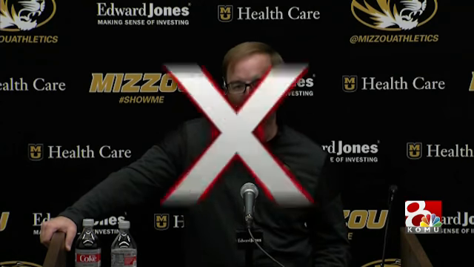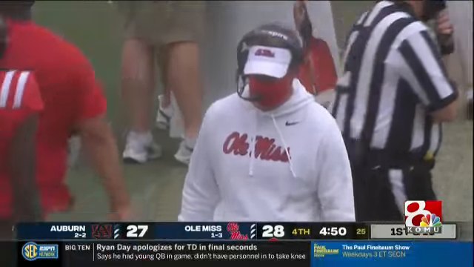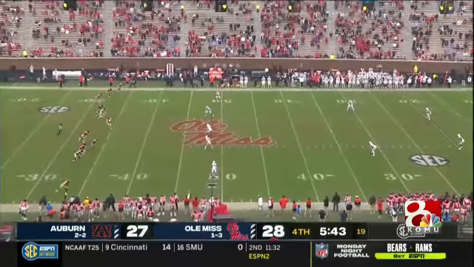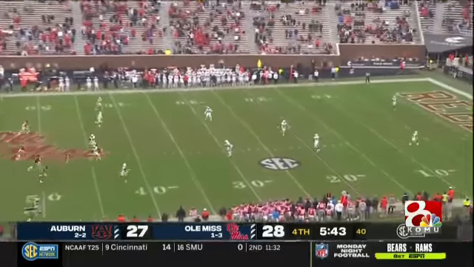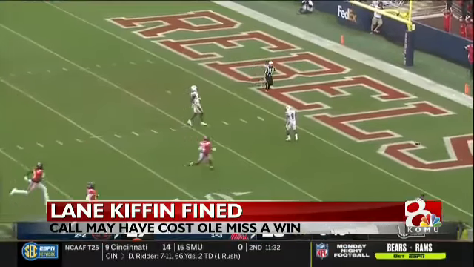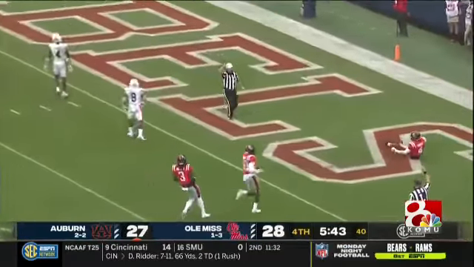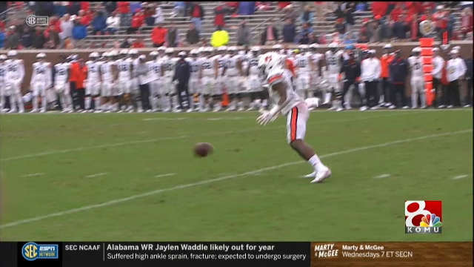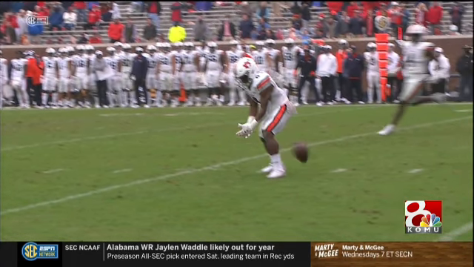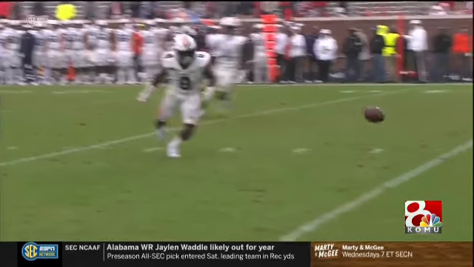Meanwhile, elsewhere in the SEC, Lane Kiffin is smarting from Saturday's loss to Auburn, and he's also $25,000 lighter in the wallet. But he probably shouldn't be. The SEC fined Kiffin for criticizing this call in Saturday's Ole Miss-Auburn game. You can see on the replay, the ball on this kickoff appears to go off an Auburn player and then is recovered in the end zone, which should have been an Ole Miss touchdown. It was called a touchback, and Ole Miss lost by 7.